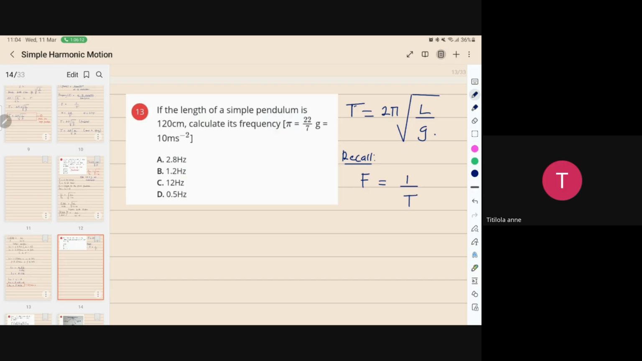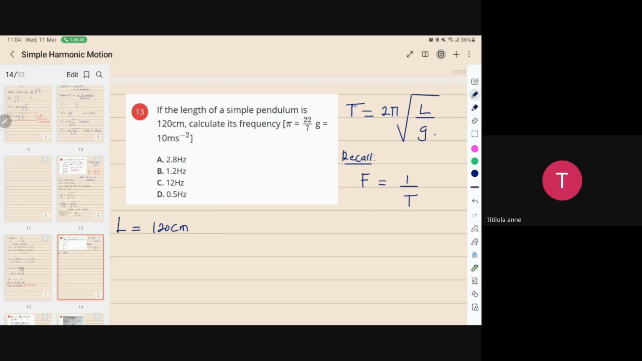Isn't it? All right. So now f is equal to 1 over T. So let's plug in the values. We have that pi, they gave us to be equal to 22 over 7. They gave us g, you can see it right there, no need repeating those things. They gave us that L is equal to 120 centimeter.